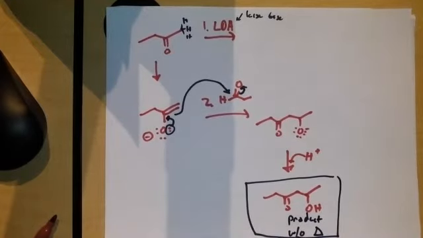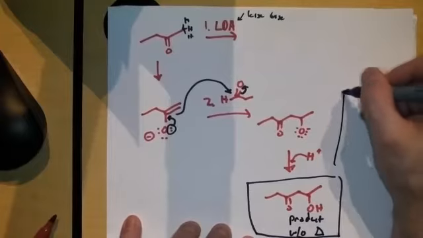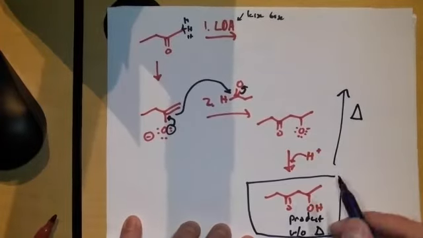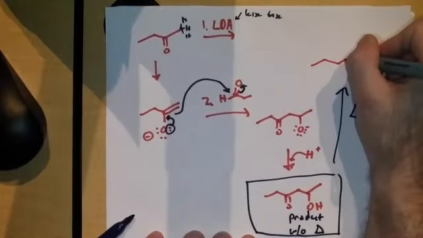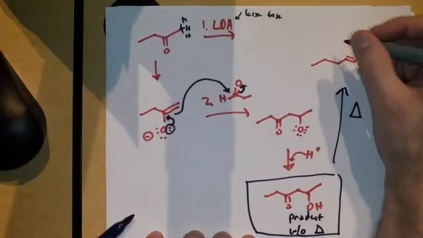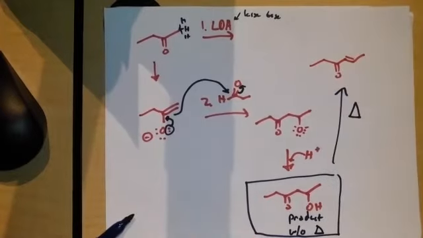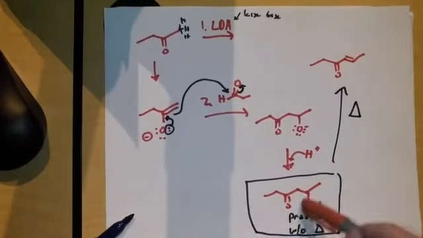If you were to add in heat, I'll show what that gives you, just so you guys have that. So if you were to add in heat, you can eliminate and form your double bond. But based on what was drawn, this would be your product down here.